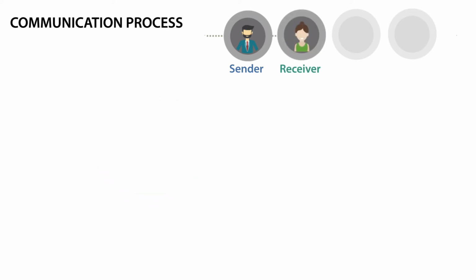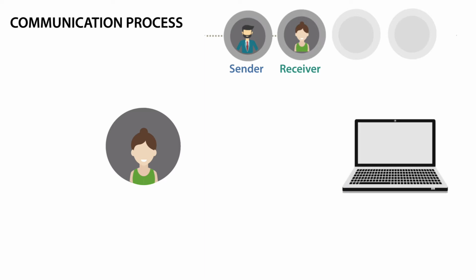Second, you have the receiver. As previously stated, the sender is responsible for identifying the receiver. The responsibility of the receiver is to make sure the message is first received and then understood. This is referred to as decoding.